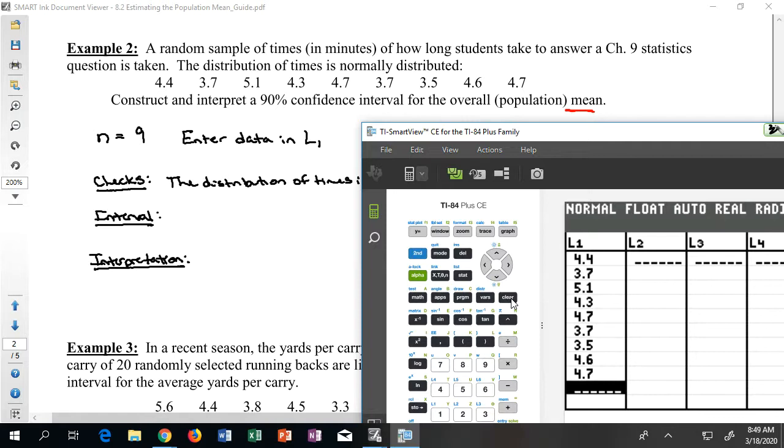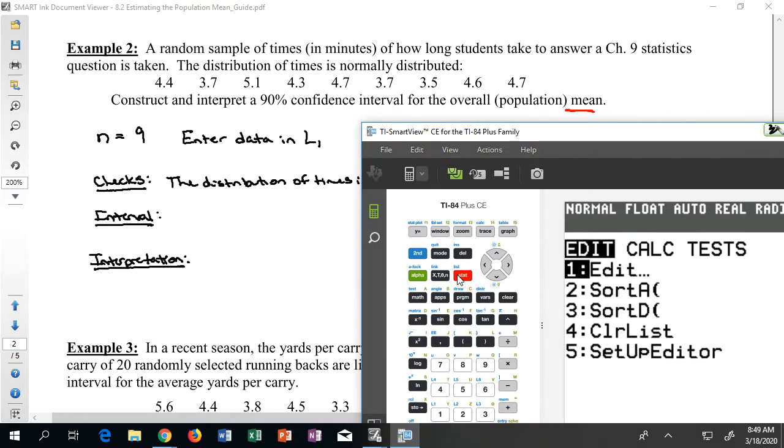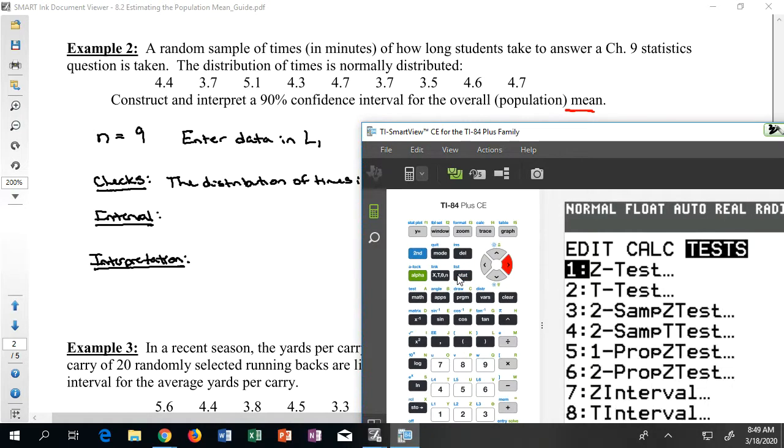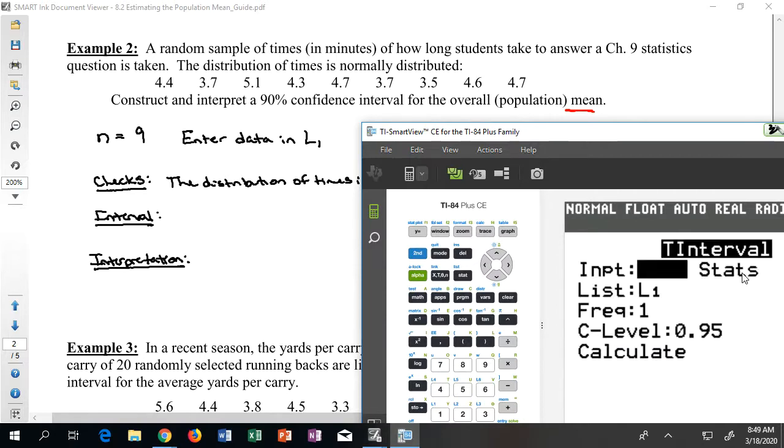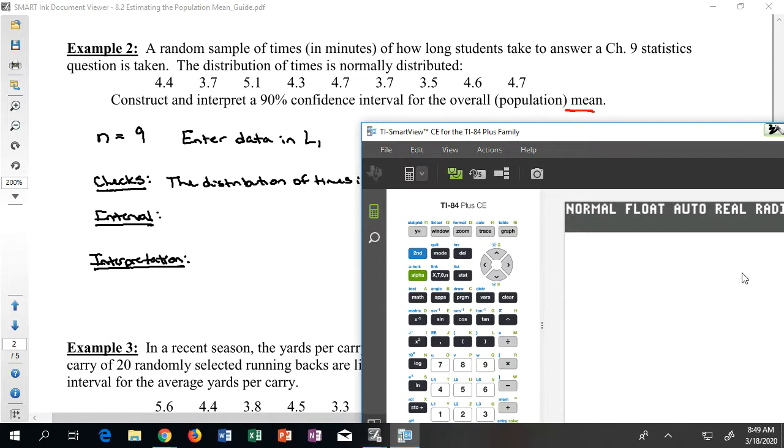So I have my 9 values typed in. Then what I can do is I can go to stat, go back to tests, go down to that t interval, and instead of using stats, I can just use data. This will make the calculator do all the hard work of finding the average, finding the standard deviation, because otherwise I have to run a 1-var stats and then write those values down, and then I got to plug them back in, and this just becomes an easier approach. I'll just say, calculator, my data is in list number 1. The confidence level that I want is a 90% confidence level, and calculate.